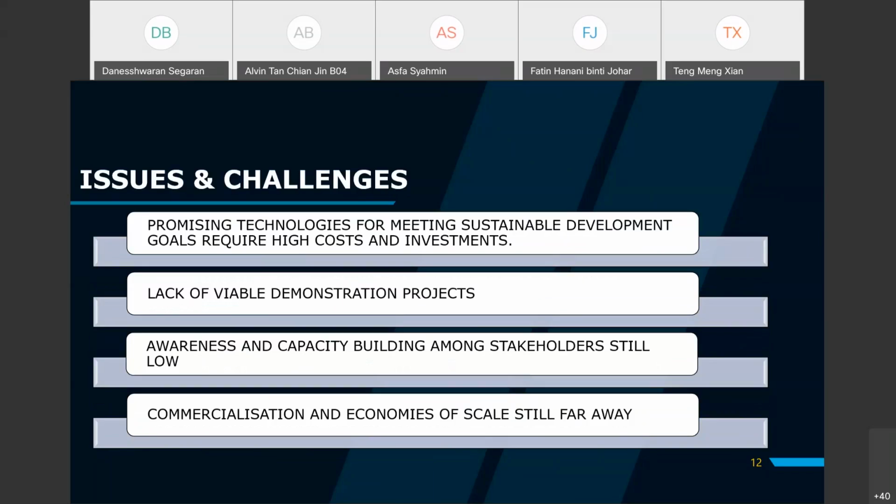So the next one is a lack of viable demonstration project. So many energy demo projects are shut down regardless of their technical success. So this is often due to the lack of follow-on support after the projects are completed. Next is the awareness and capacity building among stakeholders still low. Commercialization and economies of scale still far away.